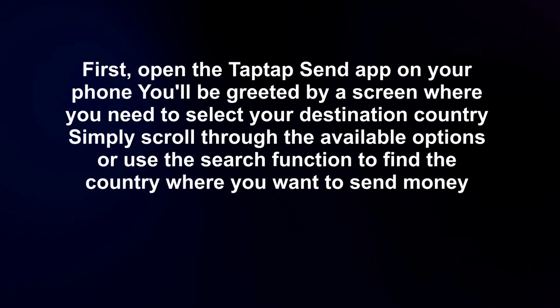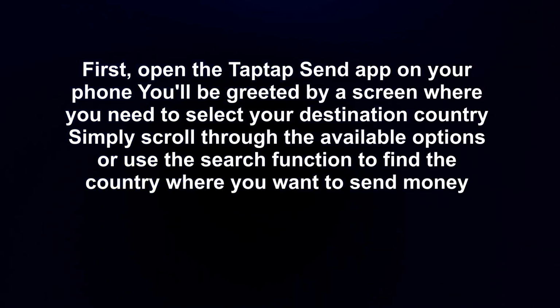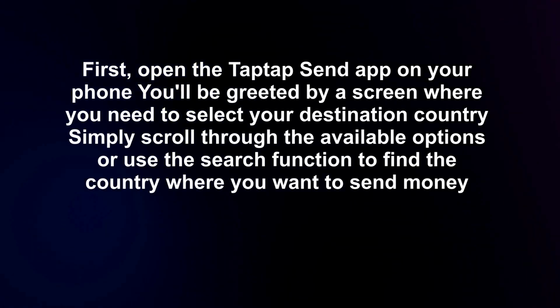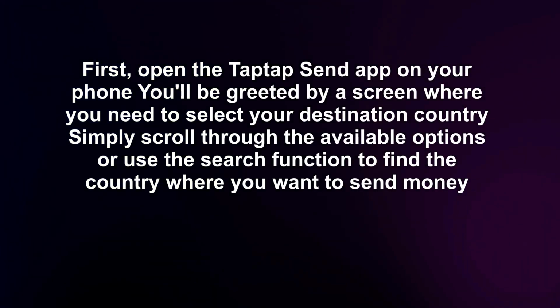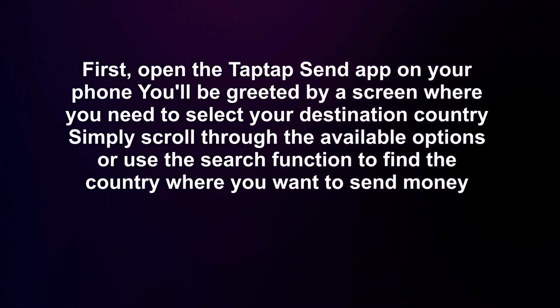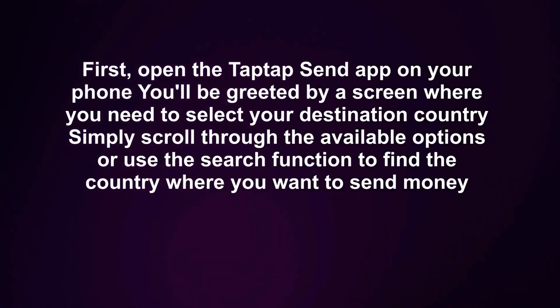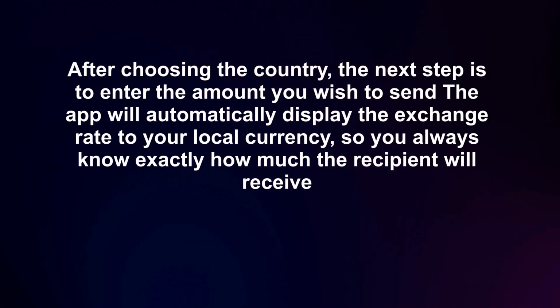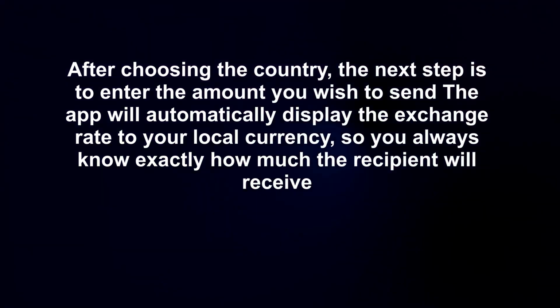First, open the TapTap Send app on your phone. You'll be greeted by a screen where you need to select your destination country. Simply scroll through the available options or use the search function to find the country where you want to send money. After choosing the country, the next step is to enter the amount you wish to send.